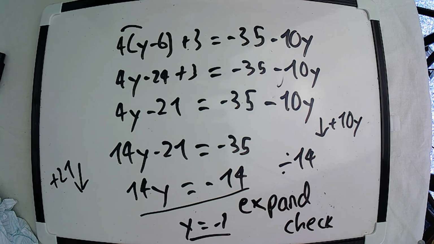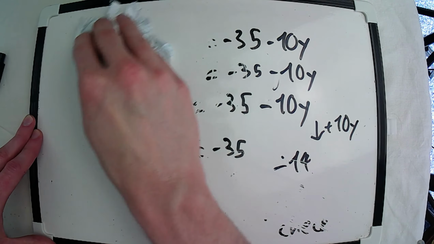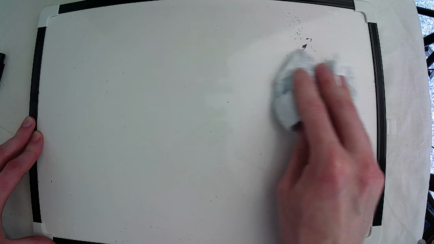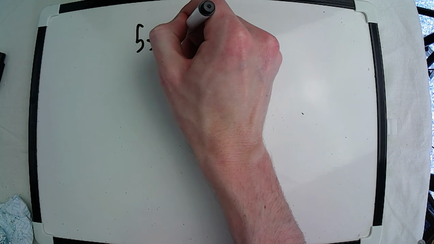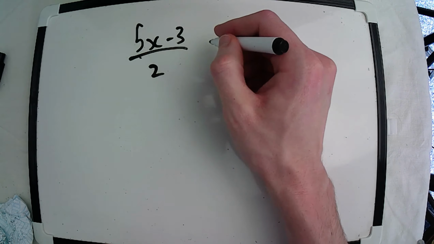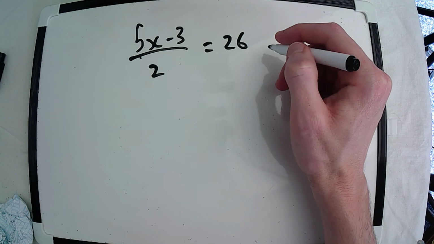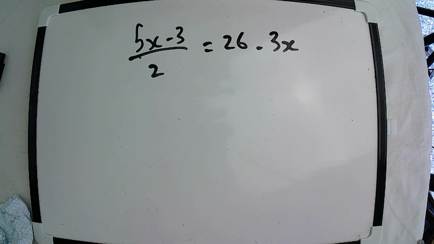Okay, let's look at one final example together, the most difficult one, with fractions. And I'll say again, if you understand what a linear equation is and understand what it means to solve an equation, this is very easy. You're preserving equality on both sides. Here we go. And we'll go for x again. 5x minus 3, all divided by 2, or over 2, equals 26 minus 3x. So how do we deal with this fraction?